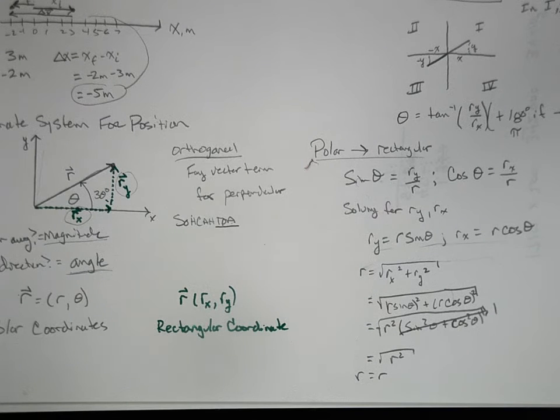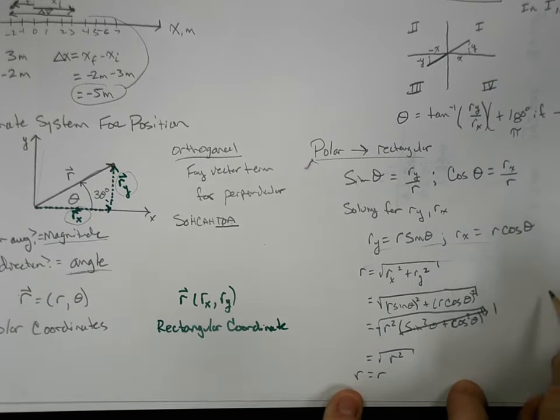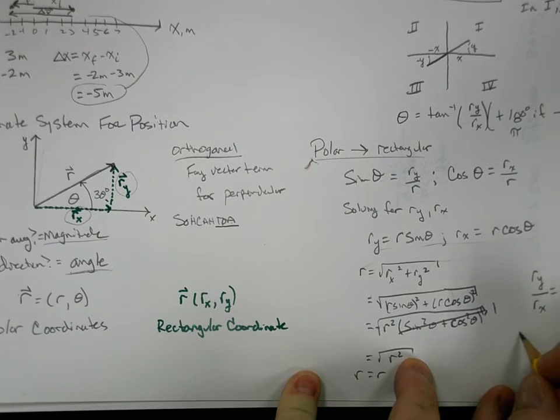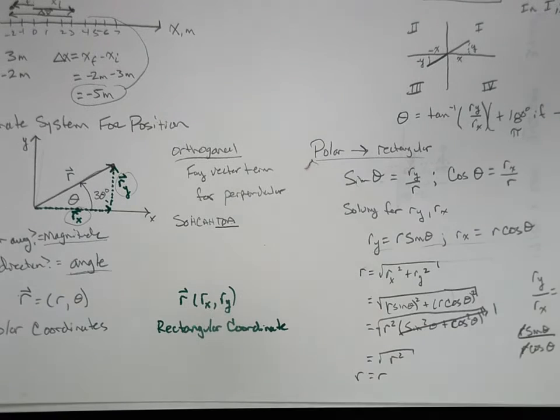Now, we also know that ry over rx is supposed to equal tan theta, but ry is r sine theta, and rx is r cosine theta, and sure enough, the r's will cancel, leaving behind sine theta over cosine theta, and that does equal tan theta, and that's the other proof for this.